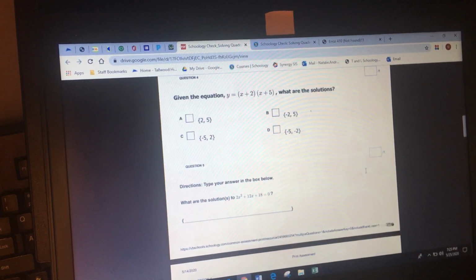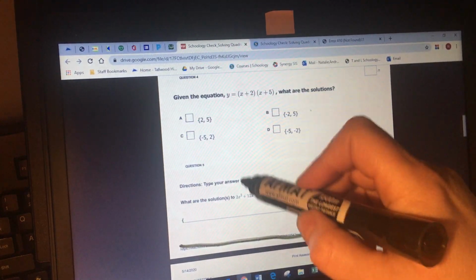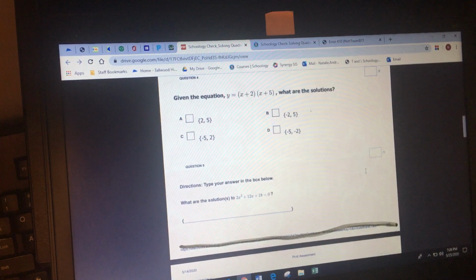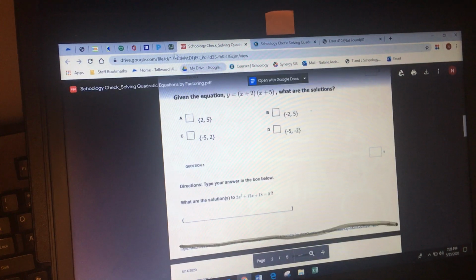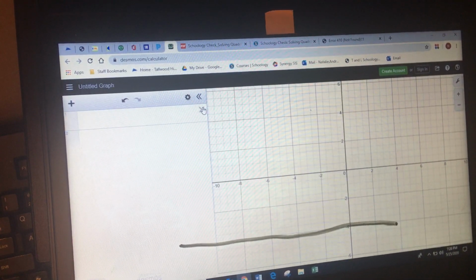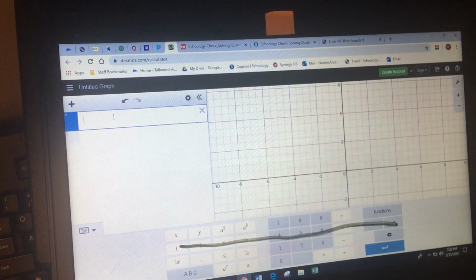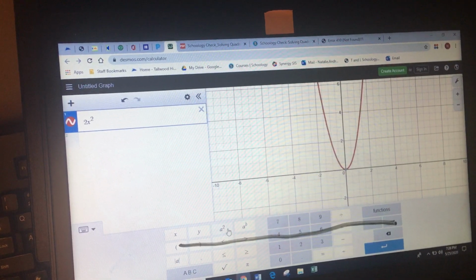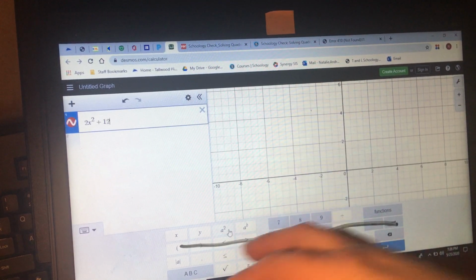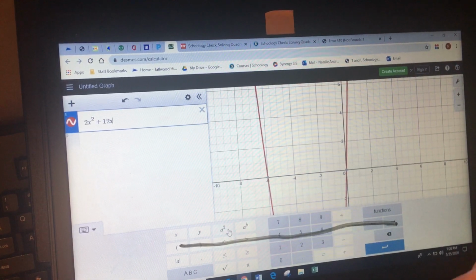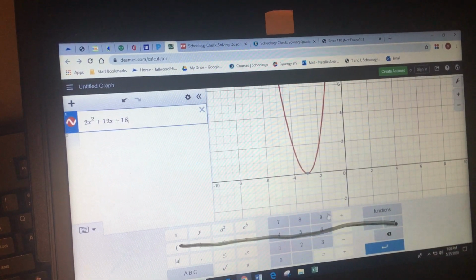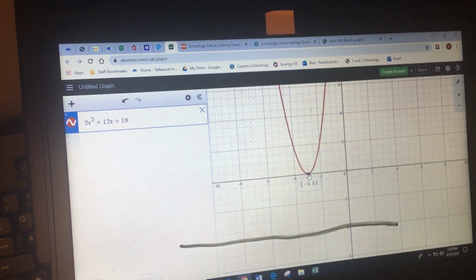Make sure it could stay like that. All right. What is the solution? So let's just go back to decimals and type this whole equation in, but not equal to 0. And we'll see what their solutions are. So we have 2x squared plus 12x plus 18. Okay. So we see one solution there.